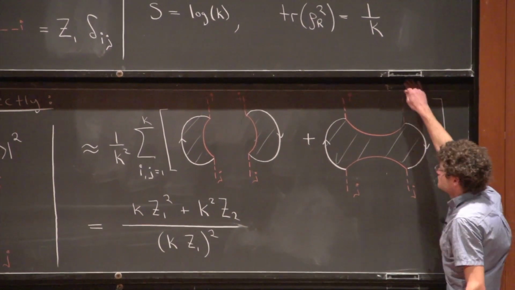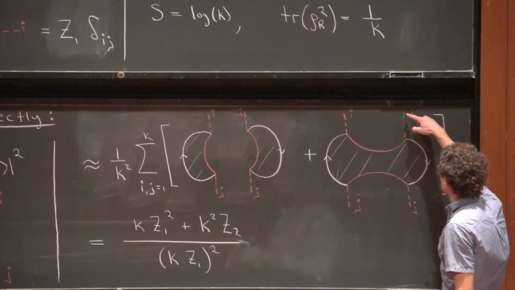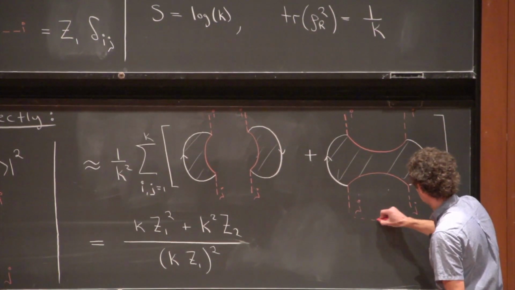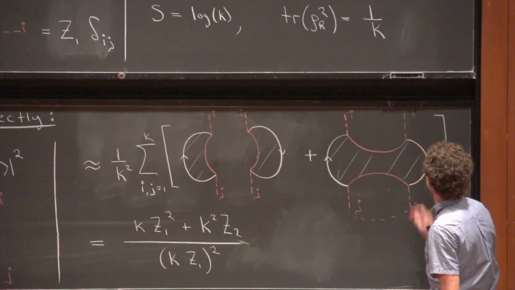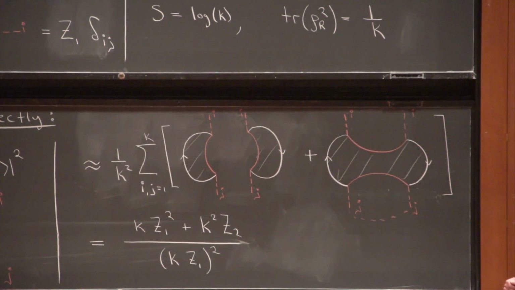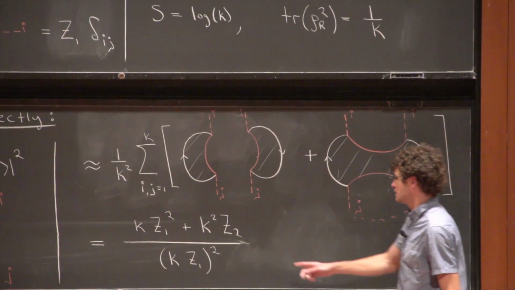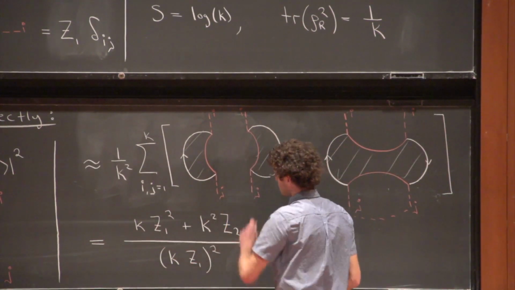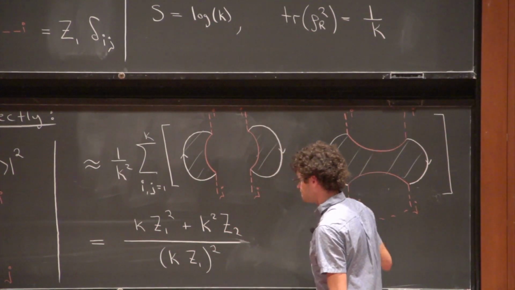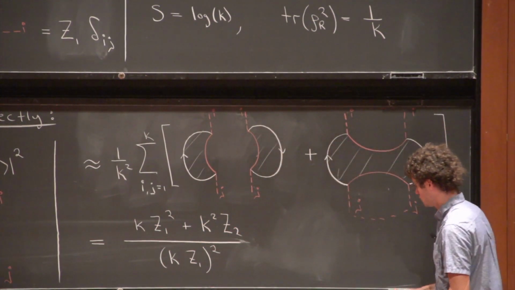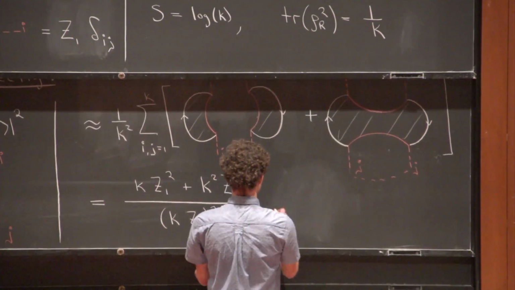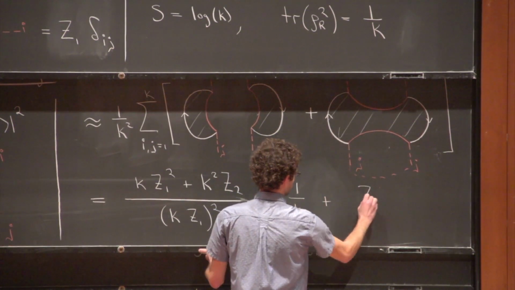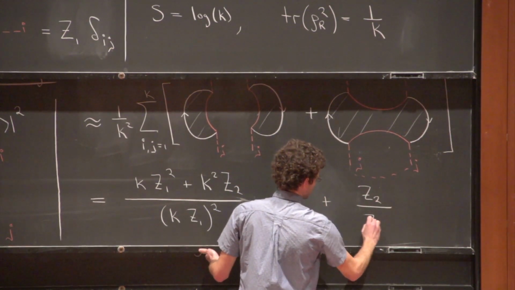And an important point to notice is that here, when we sum over I and j, we'll contract these here and here. We're going to have 2 red index loops. So the contribution is proportional to k squared. So the numerator, we have k times z1 squared from this term, and then k squared z2 from this term. So the result of this computation is 1 over k plus z2 divided by z1 squared.